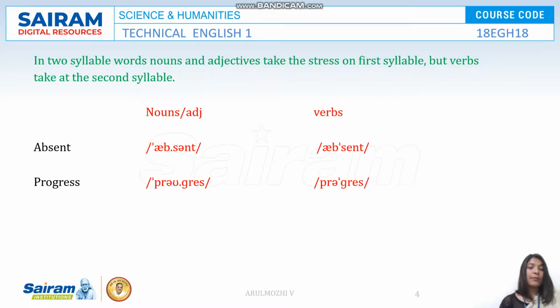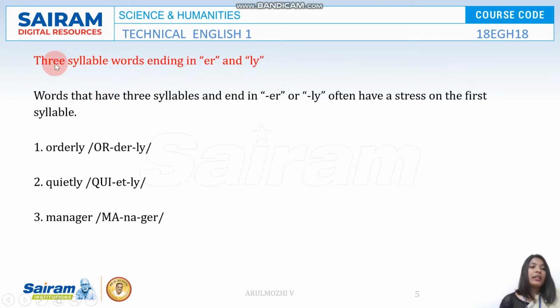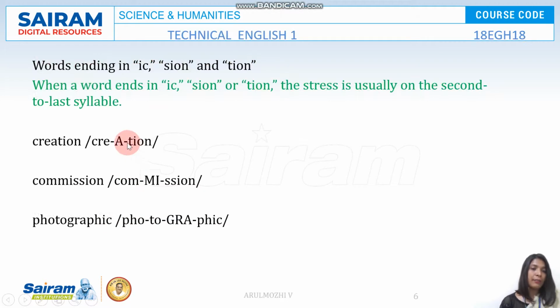Three syllable words ending in -er or -ly are often stressed at the beginning. Look at the examples: orderly, quietly, manager. We don't stress them at the end or in the middle.